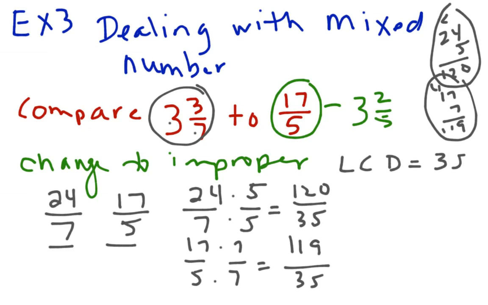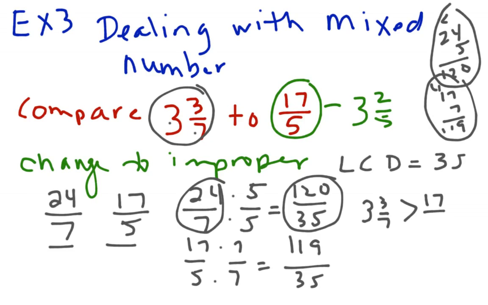So they're very close. So what do they ask me to do, just compare? Usually they want to know which one is bigger, which one is smaller. So we can state that the bigger one is the 24/7, which was 3 3/7. That's larger than 17/5. And there's just no way I could have figured that out without using a common denominator. All right, now practice.